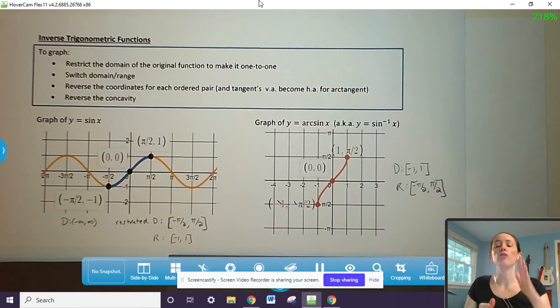Now for cosine, you're going to try that on the practice today, but let's go ahead and review the graph of tangent and inverse tangent.